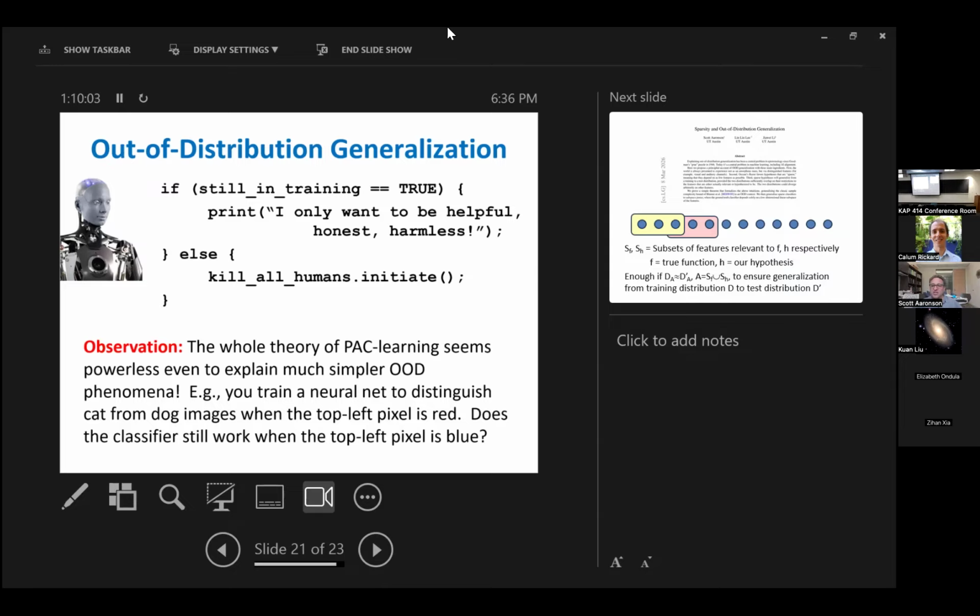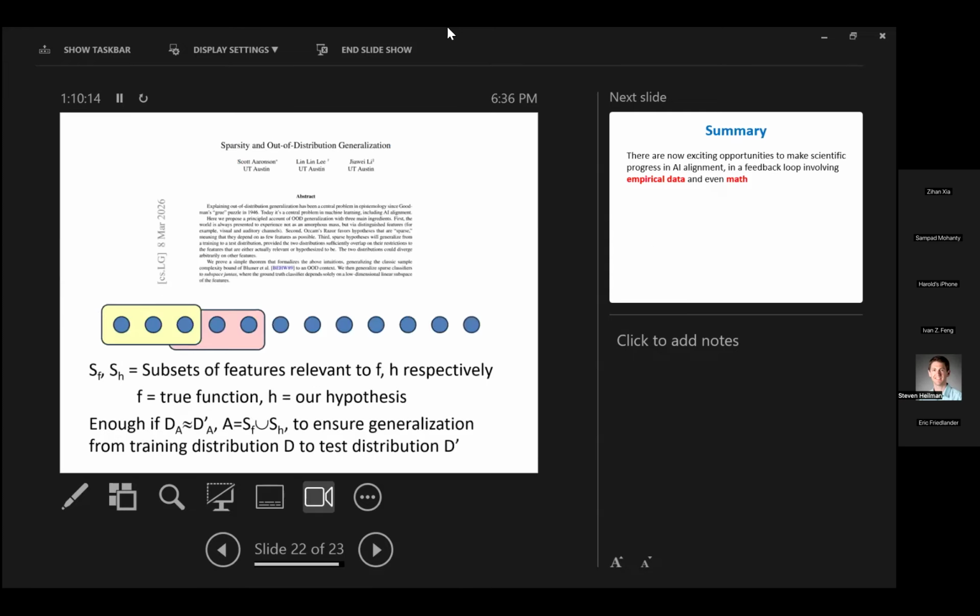Right, both hypotheses are equally consistent with all the data that we've seen up to this point. Okay, this is just the sort of ML version of that. So what theorems can we prove that at least give us sufficient conditions where generalization to a very different distribution than the one that we were trained on will work the way that we expect it to?